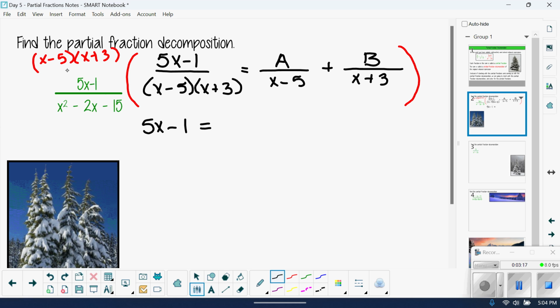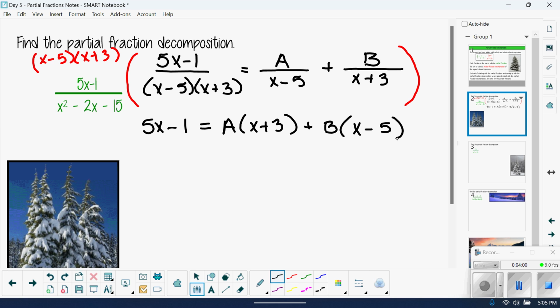When you take x minus 5 and x plus 3 times our a over x minus 5, the x minus 5s would cancel out. We would have an a times the x plus 3 left over. And then as we continue to distribute through, the x minus 5 times x plus 3 times our last fraction, the x plus 3's will cancel out. That leaves me with a b, times x minus 5. So we're going to do a plus sign, and then b times x minus 5.